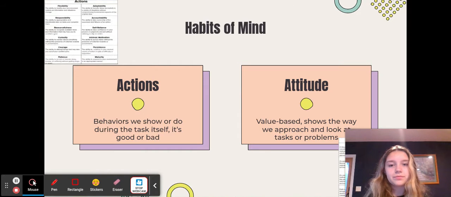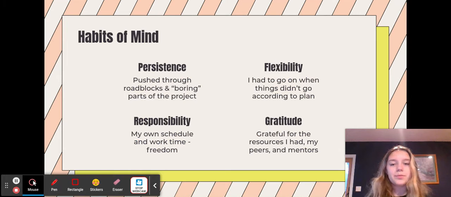Habits of mind. The habits of mind are split into two sections, actions and attitudes. Attitudes are the way we think and act about the task at hand, and actions are the things we do with the task itself. The habits that I improved in were persistence, responsibility, flexibility, and gratitude. I know that I improved in persistence because I pushed through the roadblocks and the boring parts of the project.